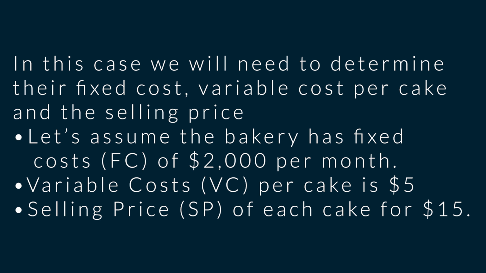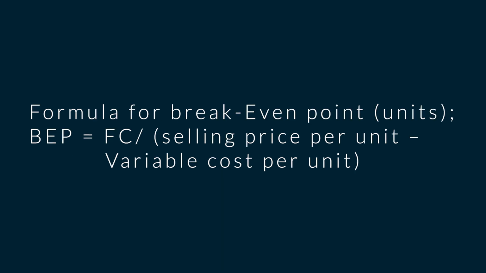Variable cost per cake is $5, and the selling price of each cake is $15. So now the formula for break-even point in units is: break-even point equals fixed cost divided by contribution, which in this case is selling price minus variable cost per unit. So, selling price per unit minus variable cost per unit.